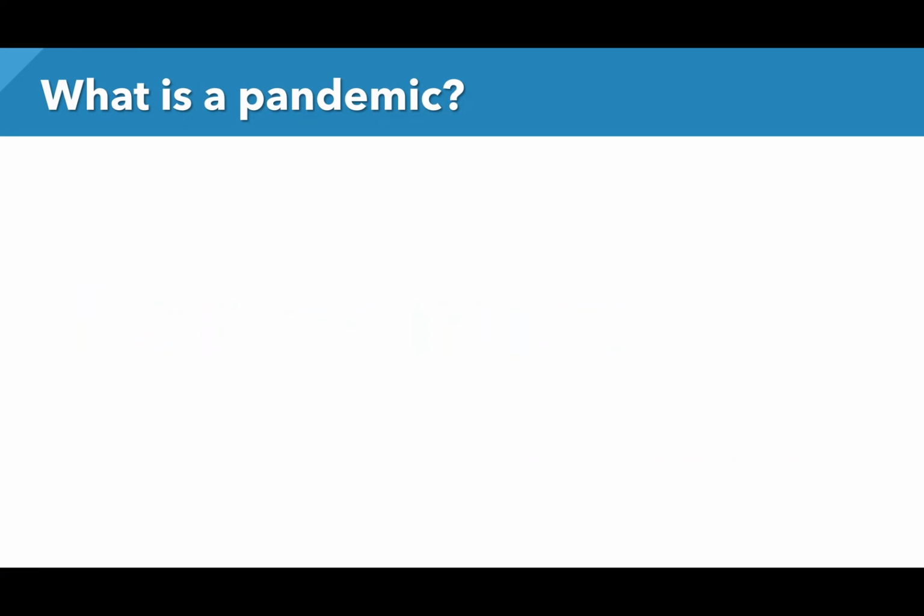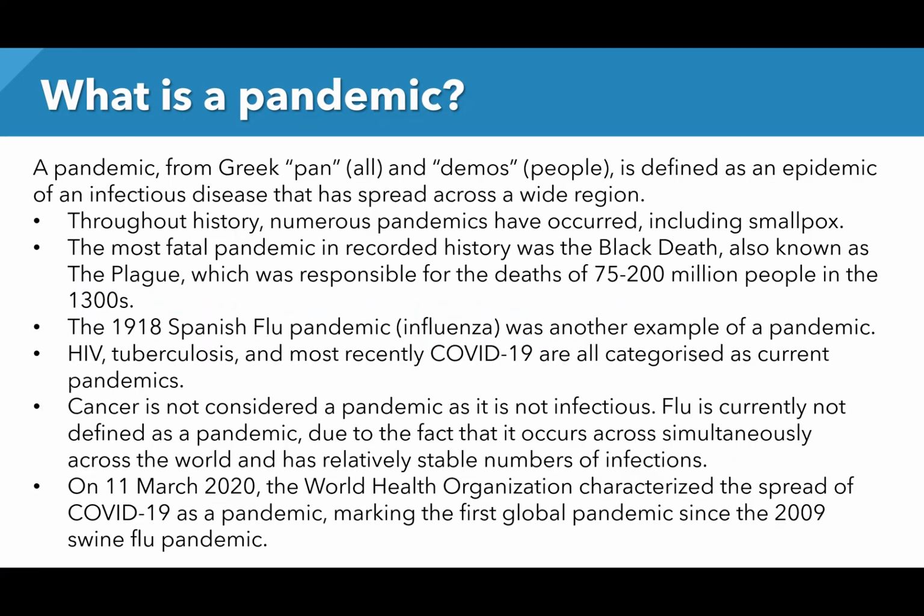Okay, so hopefully you've had a chance to pause the video and have a think about this first question. A pandemic comes from the Greek pan, meaning all, and demos, meaning people, and is defined as an epidemic of an infectious disease that has spread across a wide region. So, throughout history, numerous pandemics have occurred, including smallpox. However, the most fatal pandemic recorded in history was the Black Death, also known as the Plague, and this was responsible for the deaths of 75 to 200 million people in the 1300s.